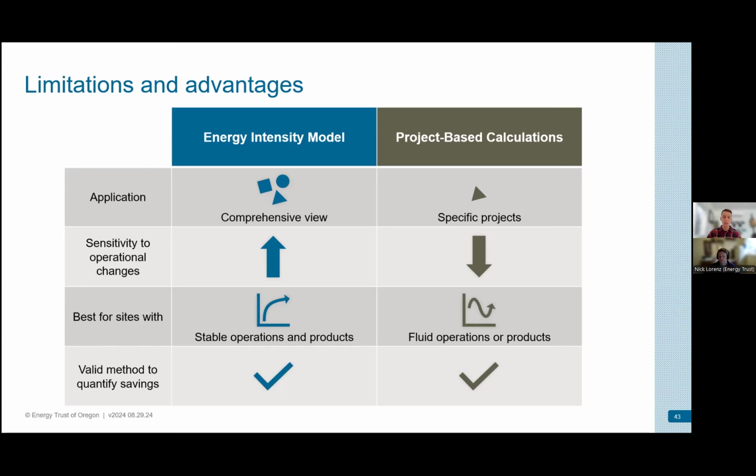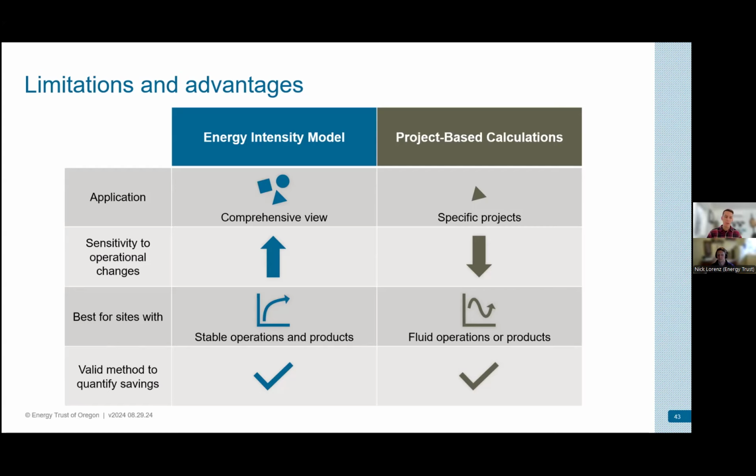When thinking about the energy intensity model, it does have a limitation in that it is sensitive to operational change. Energy intensity models rely on energy use patterns from the baseline period, and they forecast that into your SEM program. So if you're in the SEM program and you have a big change to your operating schedule, to the product mix, or even your production rate, if you double the production rate in your facility, that's going to throw off the accuracy of the energy intensity model.